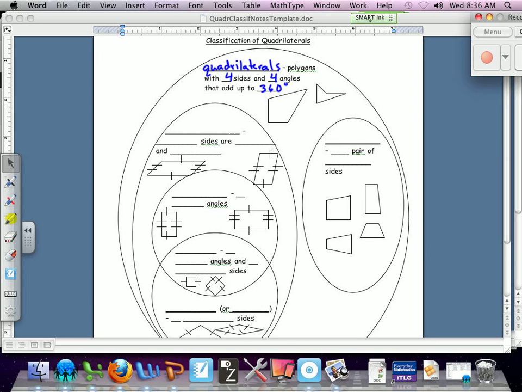Then we have over here the trapezoids. We'll go to the trapezoids next. Go ahead and look at the examples inside the oval there. What do all trapezoids have in common? All the examples, some of them might turn your head sideways, some turn your head this way. What do all trapezoids have in common? They all have 4 sides. That would be quadrilaterals.